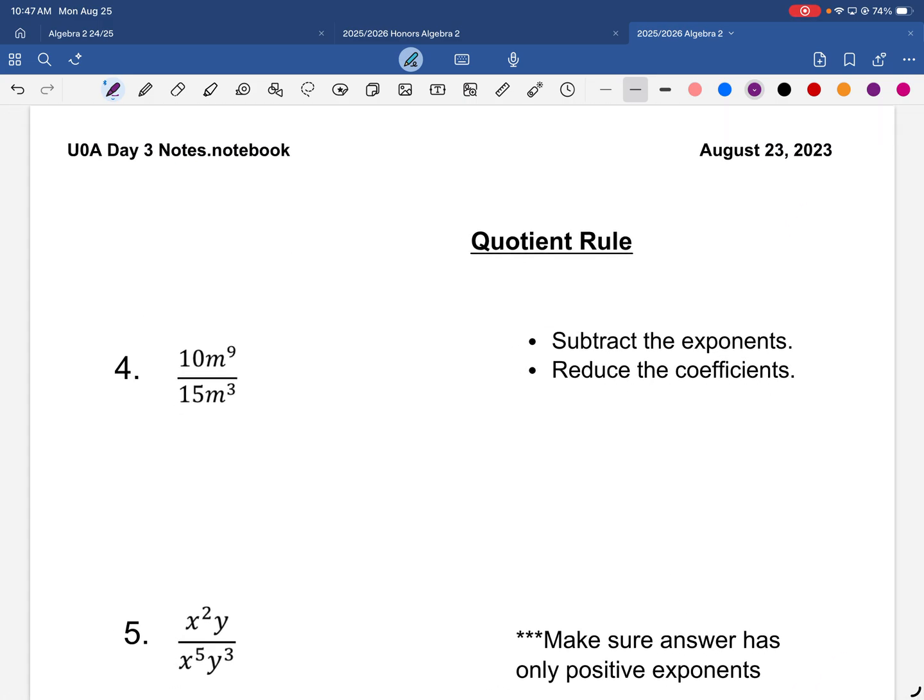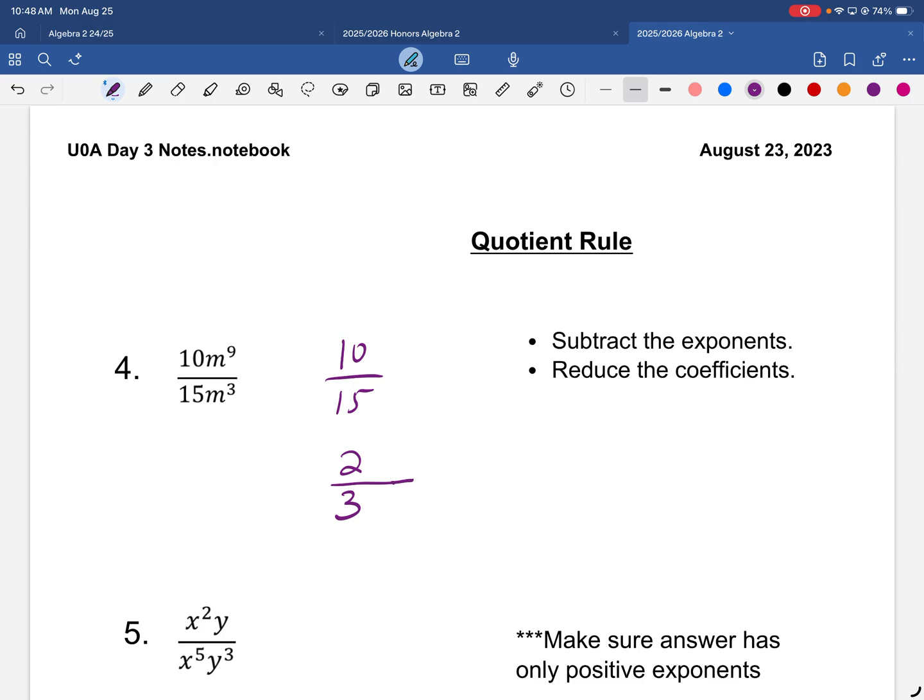Quotient rule. Let's look at examples of the quotient rule. 10m to the 9th over 15m cubed. So you treat the numbers like you would a fraction. So we've got the fraction 10/15. That's our fraction. What goes into both 10 and 15? Well, 5. 5 goes into 10 twice and into 15 3 times. So you reduce the coefficients.